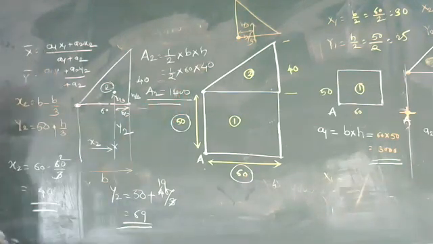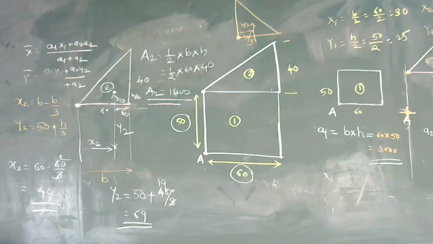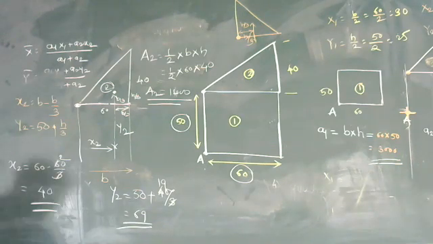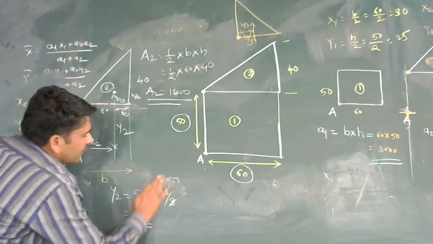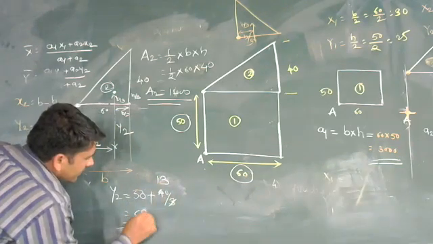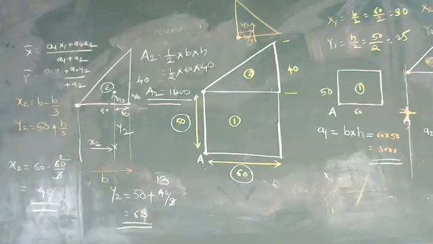40 by 3 equal to? 40 divided by 3, how much? I think it is 13.3. It is okay. So 13.3 is going to come. So 0.3 I am not going to consider. So it is 63. You are correct.